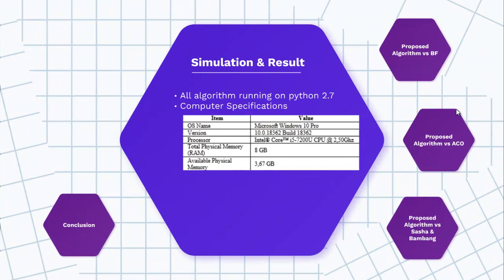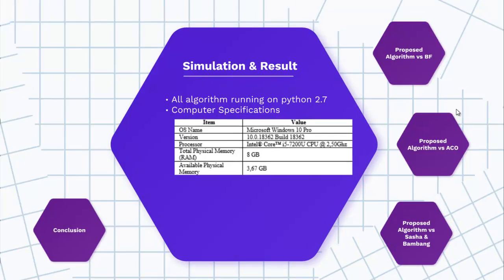The last section is simulation and results. In this experiment, all algorithms run on Python 2.7 and use this computer specification. This computer specification will create the reference results of simulation. These are the results of these experiments.